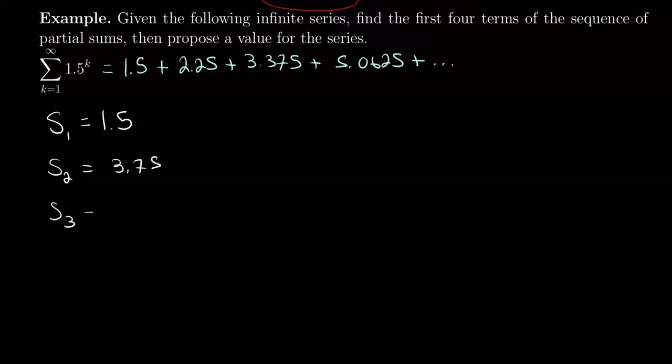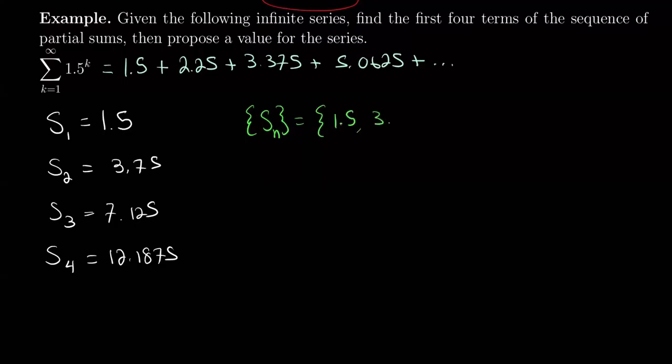And then S sub 3 would be the sum of those first 3 terms, which is 7.125. And then S sub 4 would be the sum of those first 4 terms, 12.1875. So then my sequence of partial sums is this sequence of me slowly but surely adding the terms together. And that's also infinite. I just only added up the first 4. And no, it didn't ask me to find a formula, so that's nice. I just need to propose a value.